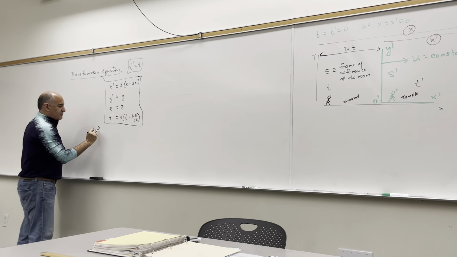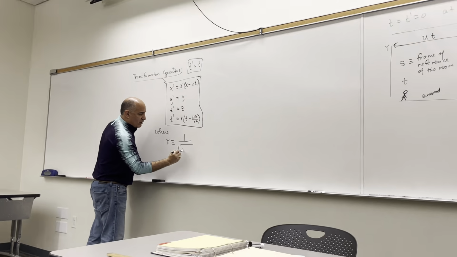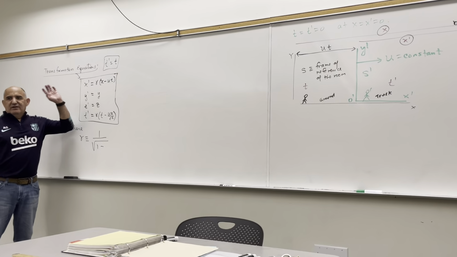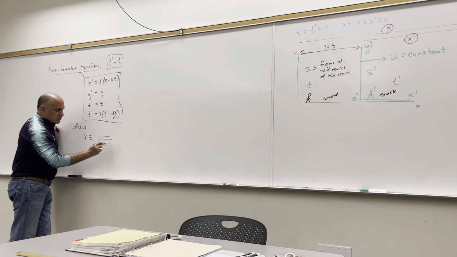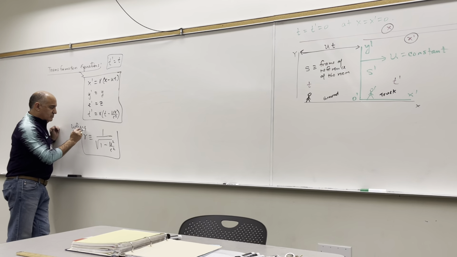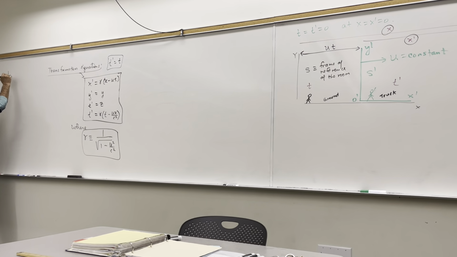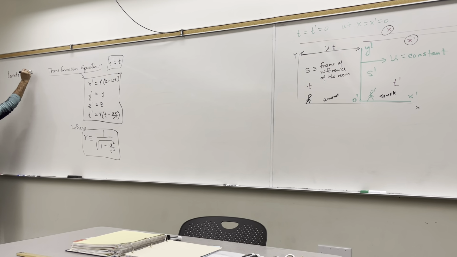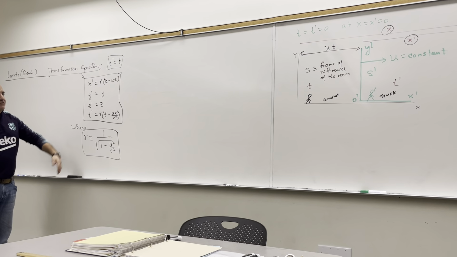Gamma, he defined as 1 over the square root of 1 minus u squared over c squared, where u is the speed of the frame of reference S prime relative to S. So this is a definition. These are the Lorentz transformation equations from one set of space-time coordinates to another set of space-time coordinates, right?